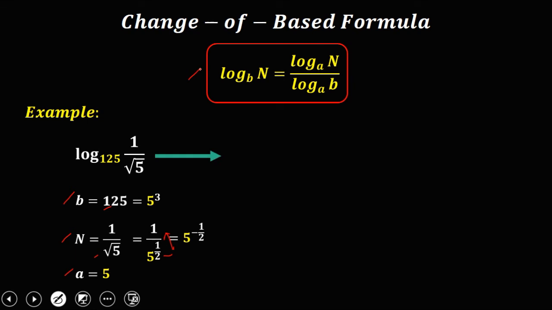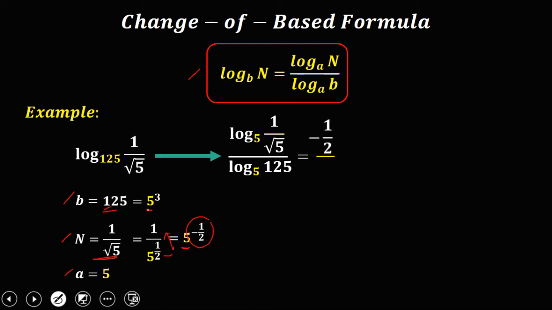Then substitute these values to this formula. So we have log n with base a. So n that's 1 over square root of 5, a is 5, over log b. That's 125 with base 5. Now, since 1 over square root of 5 is equal to 5 to the power negative 1 half, and this 125 is equal to 5 to the power 3.